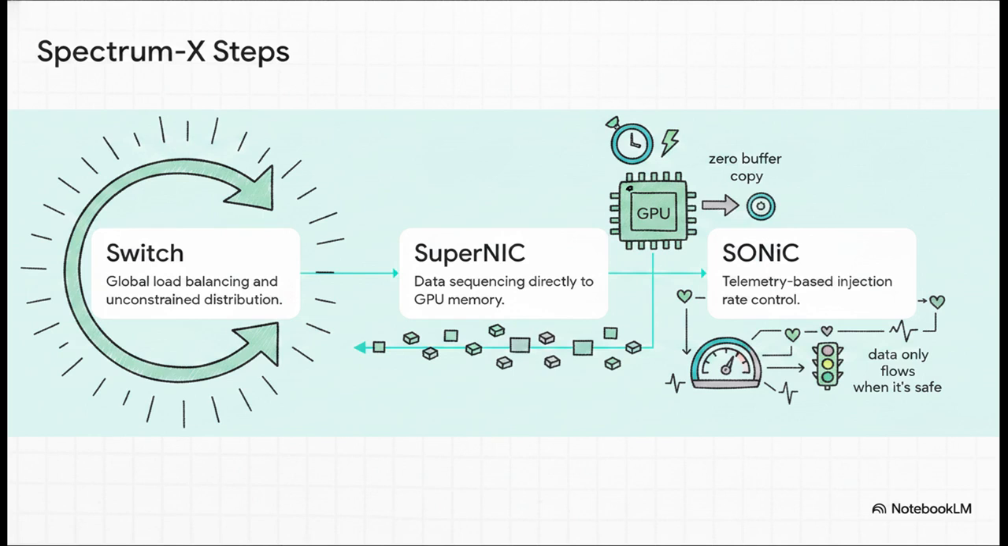Step 2, the SuperNIC. This takes that data and sequences it directly into the GPU memory. Zero buffer copy, no extra overhead. And step 3, the SONiC operating system. This is constantly monitoring telemetry across the entire network, adjusting injection rates in real time so data only flows when the system knows for sure there won't be a traffic jam.